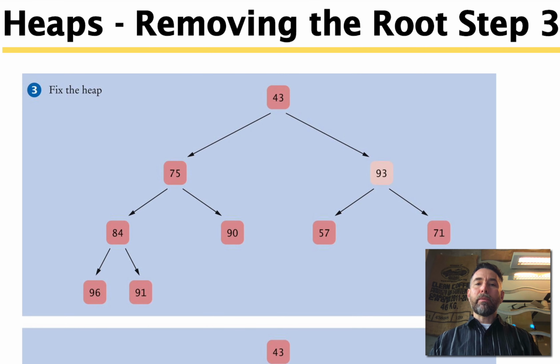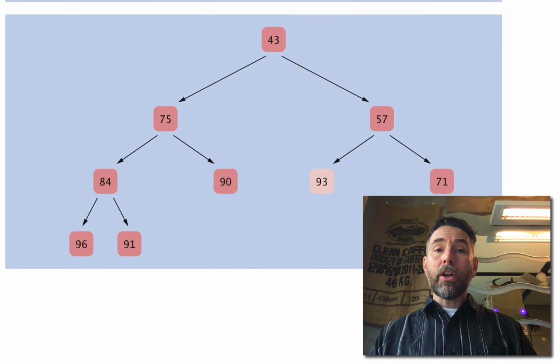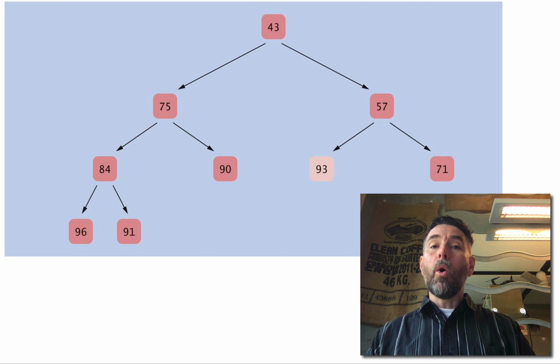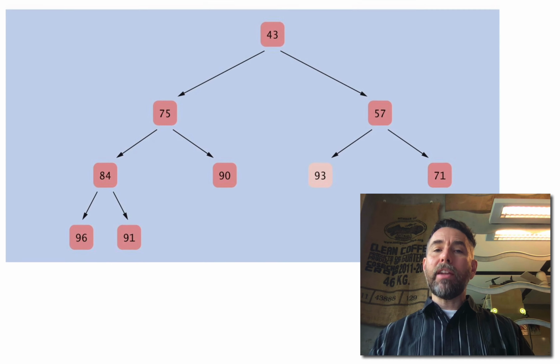That gives us 43 at the top, and now 93 has moved down. And we continue recursively doing that process at the 93 with 57 and 71, swapping the 57 and the 93 until the place where the 93 is either has no children or the children that it has are greater than it, maintaining the heap property. So now the heap has been fixed.